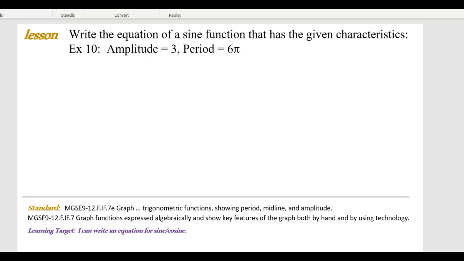So we're going to write the equation for a sine function. Remember, all I need is to find A and to find B. So when I'm done with this problem, I will have an equation that looks like this. I need to find A and I need to find B. So the amplitude is given to be 3.